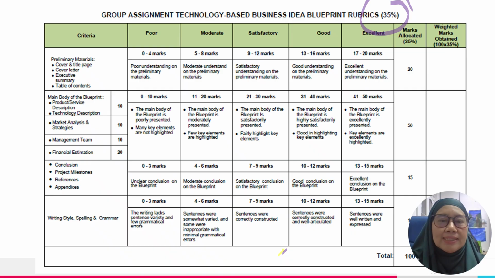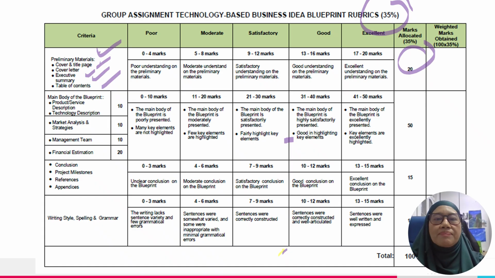Okay, first, preliminary materials worth 20 marks. This includes your cover and title page, and then executive summary, table of contents, and cover letter. Okay, treat this section like your company's first impression. Make it professional, clean, and well structured. Okay, a strong executive summary should capture your entire business idea in one clear, engaging paragraph.